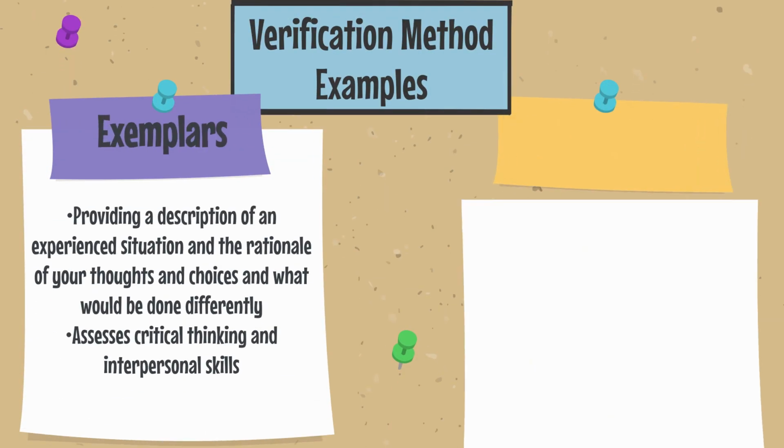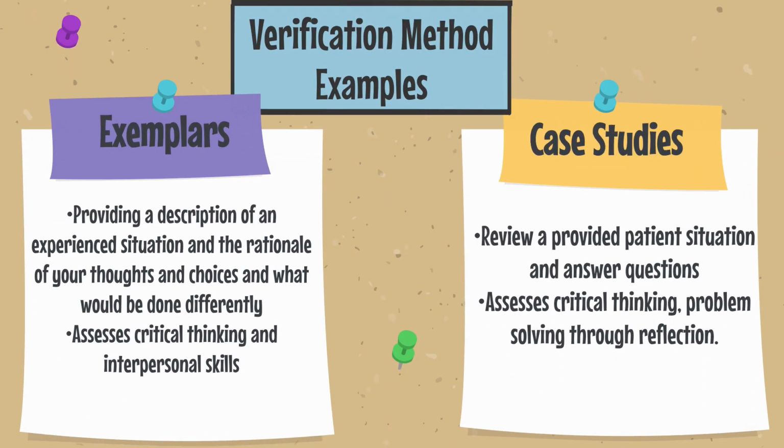The third type of verification method is an exemplar. Exemplars are a description of an experienced situation and the rationale of your thoughts and choices and what would be done differently. These assess critical thinking and interpersonal skills. The fourth is case studies. Case studies review a provided patient situation and answer questions. These assess critical thinking and problem-solving skills through reflection.